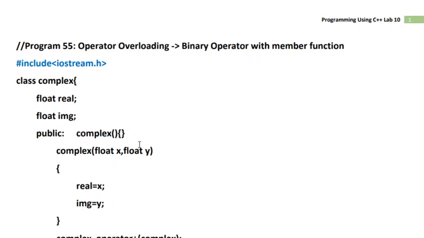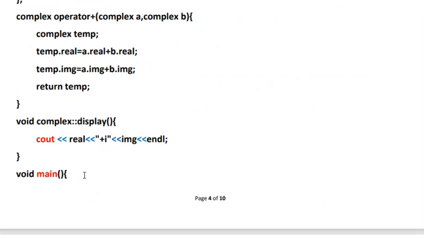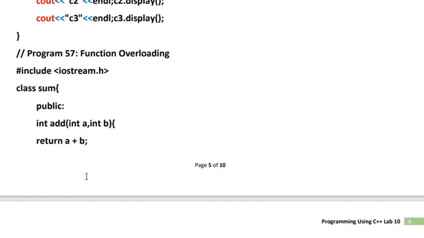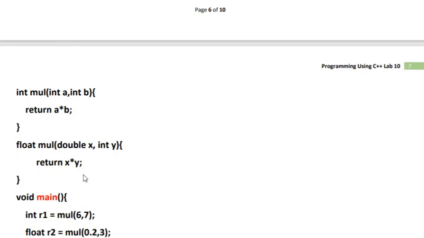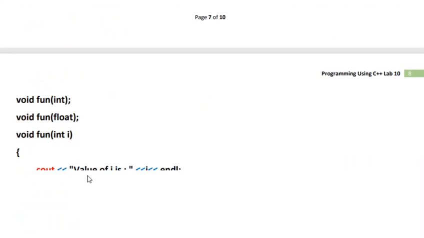Now in this class, we have learned about overloading binary operator with the help of member function, and overloading binary operator with the help of friend function. We have learned about function overloading. We have learned about ambiguity because of type conversion and the mechanism to solve it.